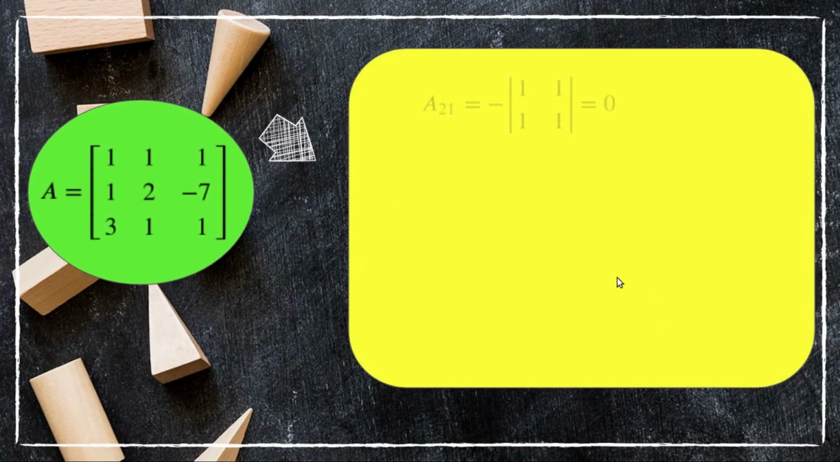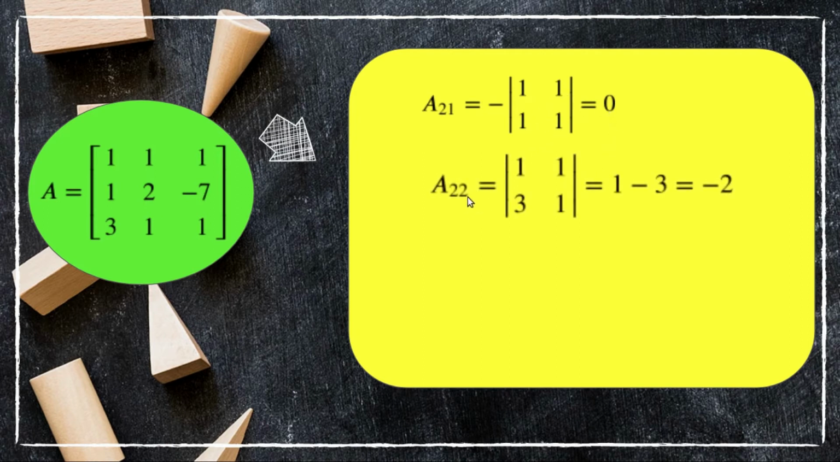Now we have to find A21. A21: (-1) raised to 2 plus 1, that is (-1) raised to 3, is negative. So we have to write a minus sign. Eliminate second row, first column. Determinant 1, 1, 1, 1, which is equal to 1 minus 1, that is 0.